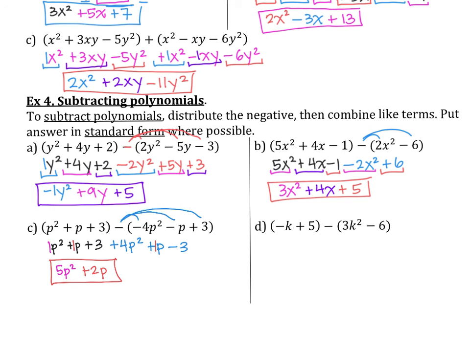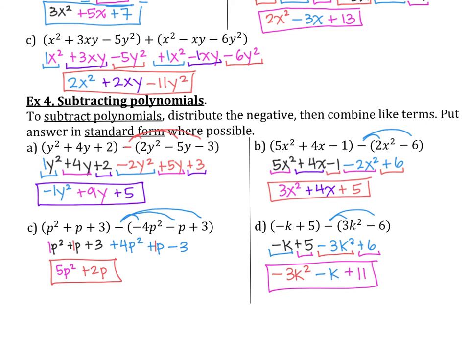Okay, last one, D. Okay, I'm subtracting. So the first one stays the same. The second one, I'm going to distribute the negative, so this is negative 3k squared minus minus 6 makes it positive 6. Okay, the highest exponent would be the k squared. So this is negative 3k squared. Are there any k's? There's this minus k. What's left? Positive 5 plus 6 is positive 11. Done.